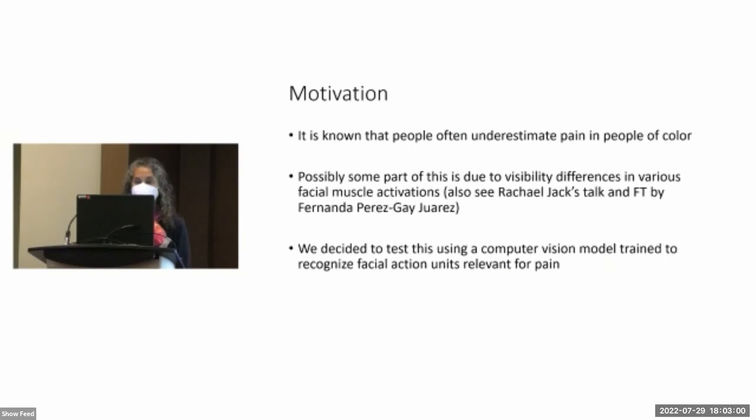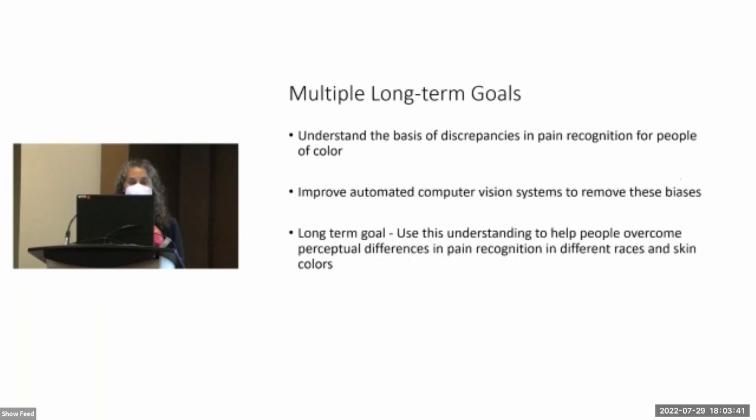Okay, so we're motivated by the issue that people often underestimate pain in people of color. And there's probably multiple reasons for this, but we were interested in exploring whether some part of this might be due to visibility differences in various facial muscle activations. There's also been really interesting talks both in this session and then earlier by Rachel Jack and Fernando Perez-Gay-Haraz, looking at other aspects in making more realistic stimuli. But we wanted to just look and see what we could see about visibility differences in various facial muscle activations. So we decided to test this using a computer vision model trained to recognize facial action units relevant for pain.